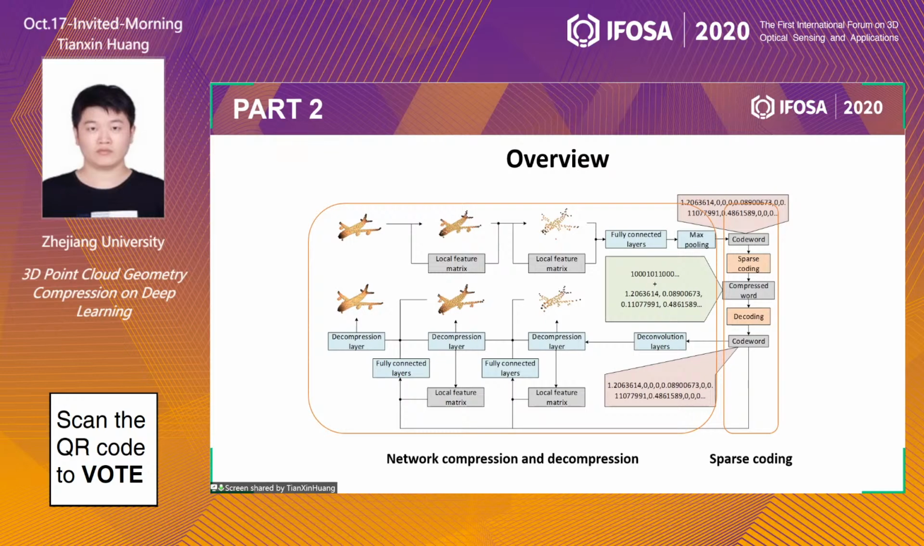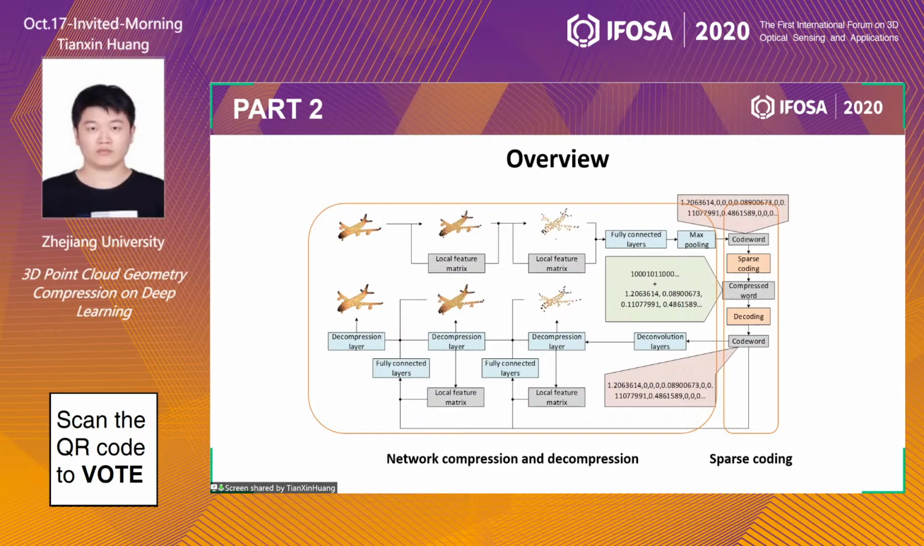And in our network, a multi-scale feature extraction structure, same as that used in PointNet++, is used in our encoder. Then the code word is compressed again by sparse coding. Compressed code word is decoded and fed into the network decoder. The decoder generalizes an initial feature matrix by deconvolution first. Then the decompression layer expands the feature matrix and generalizes point clouds of different resolutions.